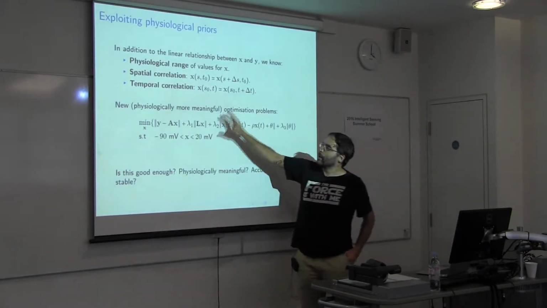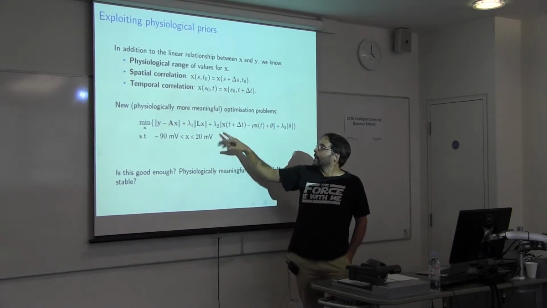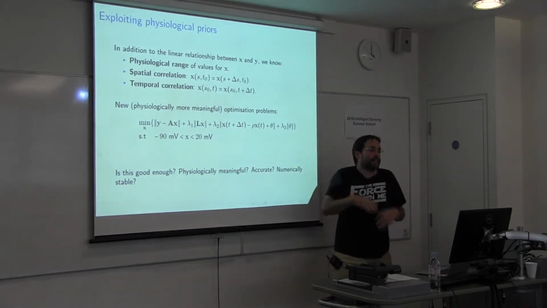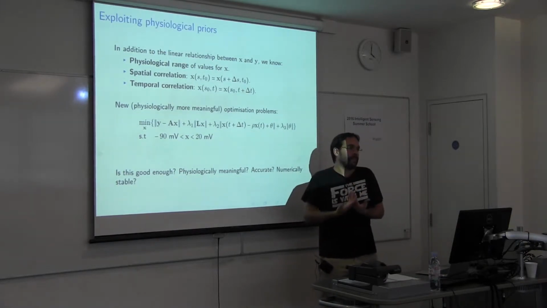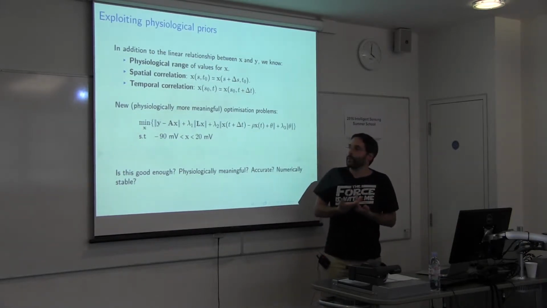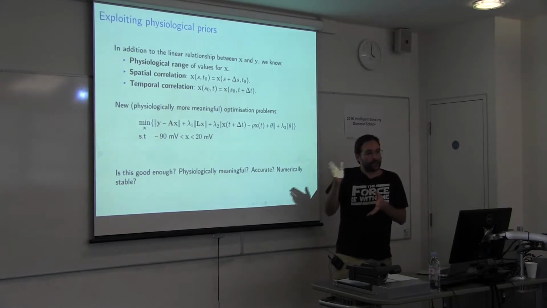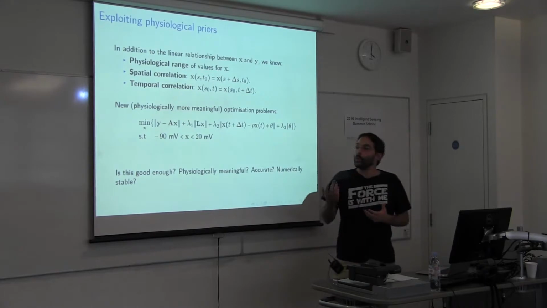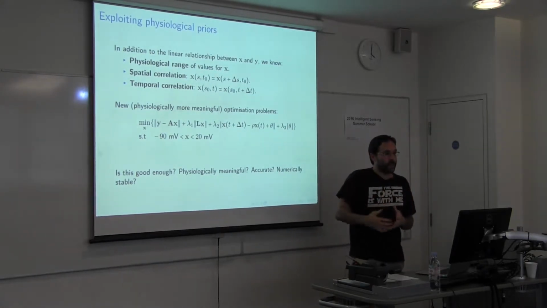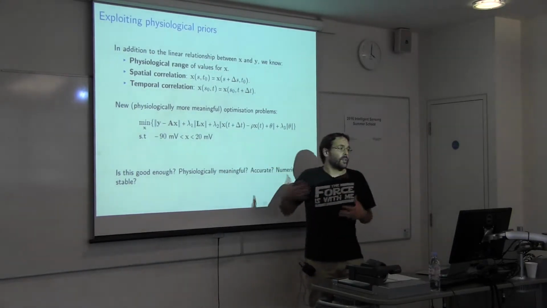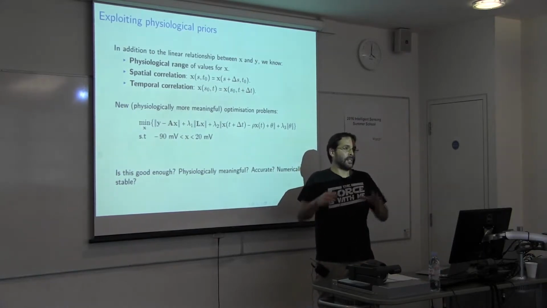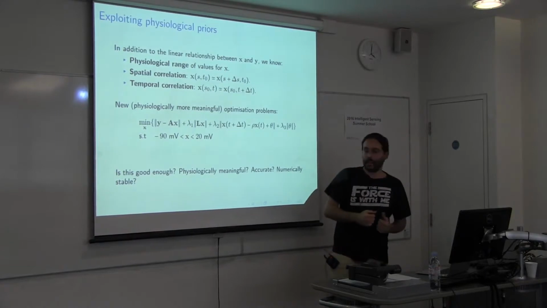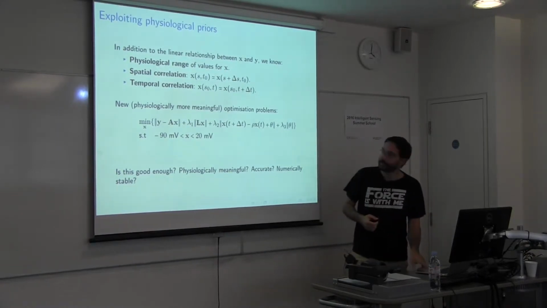So we can reformulate our problem and we can come up with different optimization formulations that give us some solutions that we believe are physiologically more meaningful. So as you can see, what we are doing here is we are not just processing signals as sequences of numbers, but we are using what we know about the heart to compute what we think is the best solution, which means amongst all the solutions that we have, which one is the best, right?